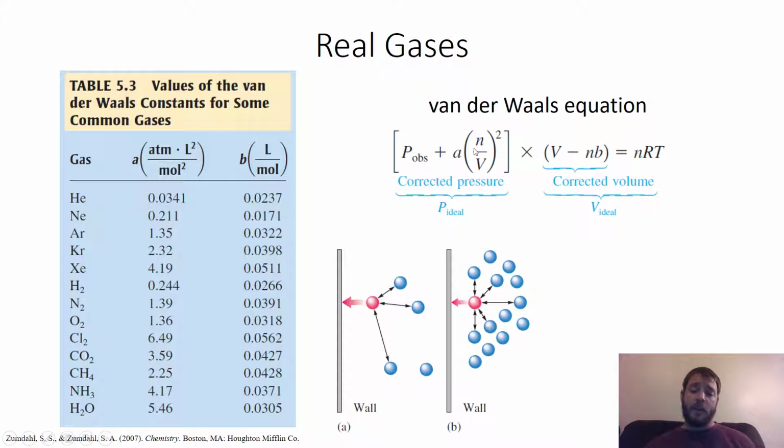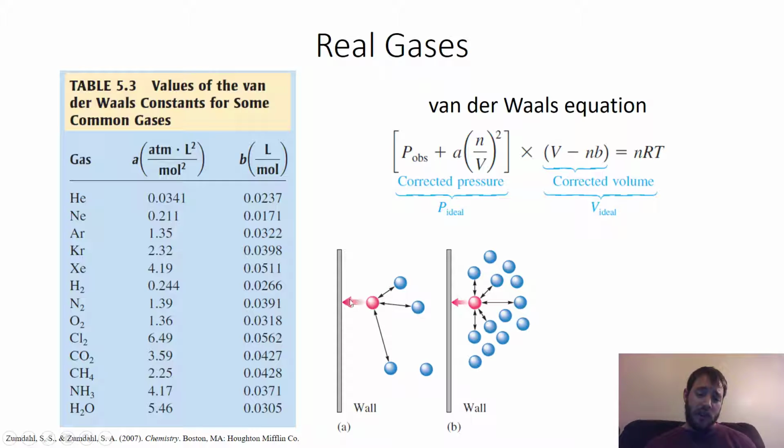So as you can see, this is moles per volume, so that's a concentration. If you look at this image over here, A would have a low concentration of gas molecules, and for B we'd have a high concentration of gas molecules. All these gas molecules are having intermolecular forces with one another.